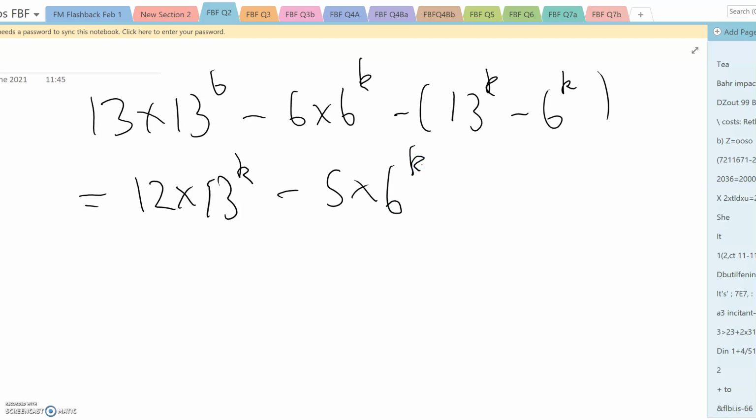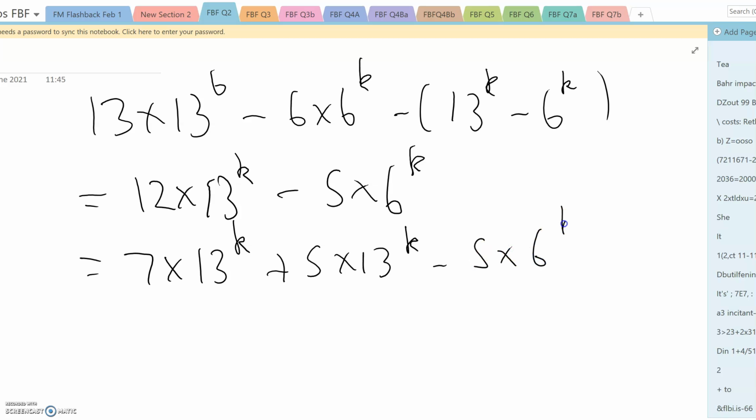Now, sometimes at this point we get something which is obviously divisible by 7, but that's not the case here. You'll notice 12 and 5 differ by 7, and that means we can separate it out into 7 times 13 to the k plus 5 times 13 to the k minus 5 times 6 to the k. And that's the same as 7 times 13 to the k plus 5 times f of k.